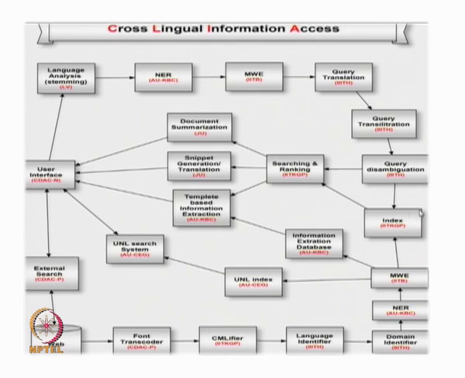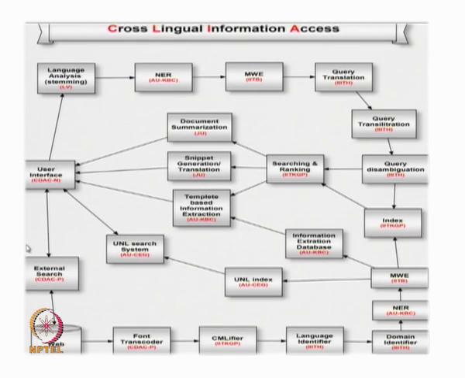This query is then referred to the index table. The index table then produces the documents which match the keywords. So, searching is over. Now, the documents which have come are ranked in the order of their relevance. The document summarization happens, snippet generation happens, template based information extraction happens. All these are translated and shown to the user in his own language.